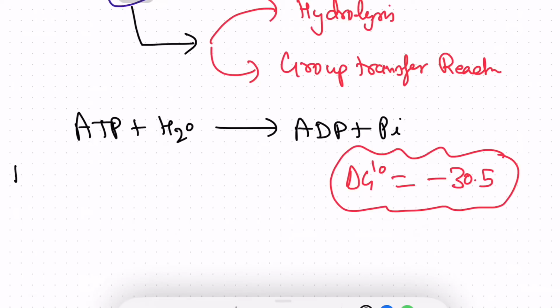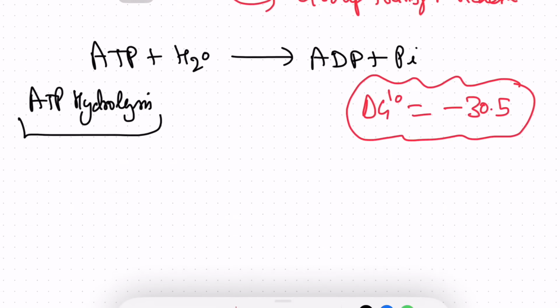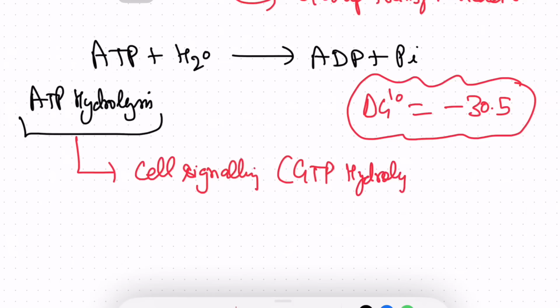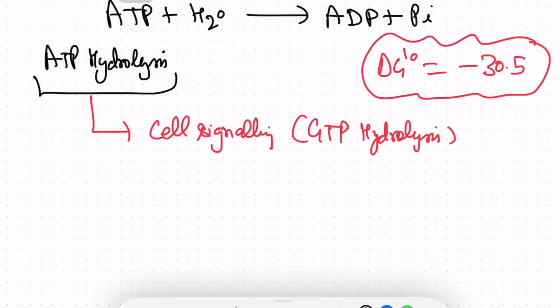Now keep in mind, by ATP hydrolysis many tasks can be done within the cell, like cell signaling. In cell signaling, generally we see GTP hydrolysis. It is more or less equivalent to ATP. You must have read about various cellular signaling pathways. In those pathways you are going to see GTP hydrolysis, and this type of GTP hydrolysis leads to conformational change in different biomolecules.